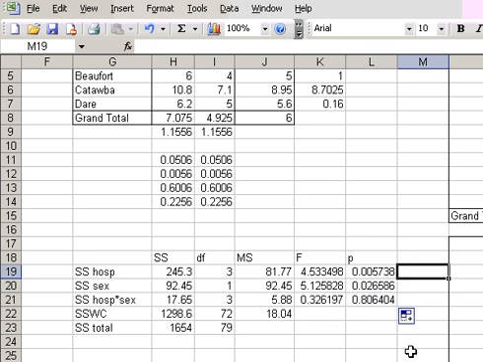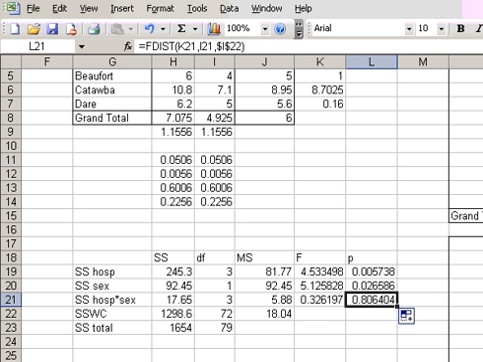So it's possible to see that the probability for hospitals is less than 0.05. For sex, it's less than 0.05. For the interaction, it is not less than 0.05.